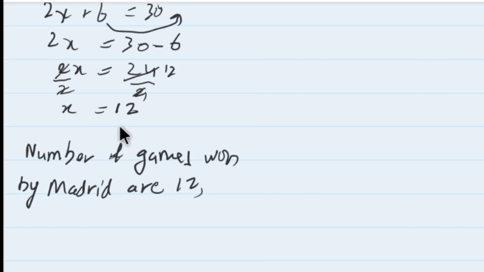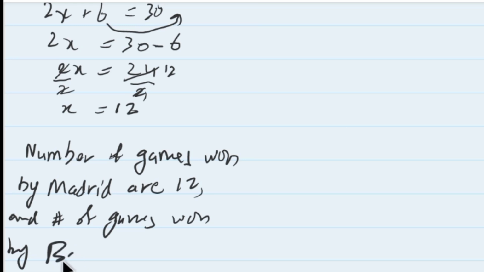And now what about Barcelona? Since Barcelona won six more games than Madrid, 12 plus 6 is 18. And number of games won by Barcelona are 12 plus 6, that is 18.